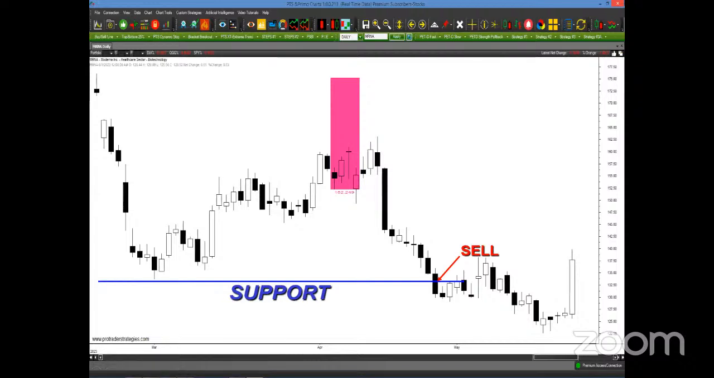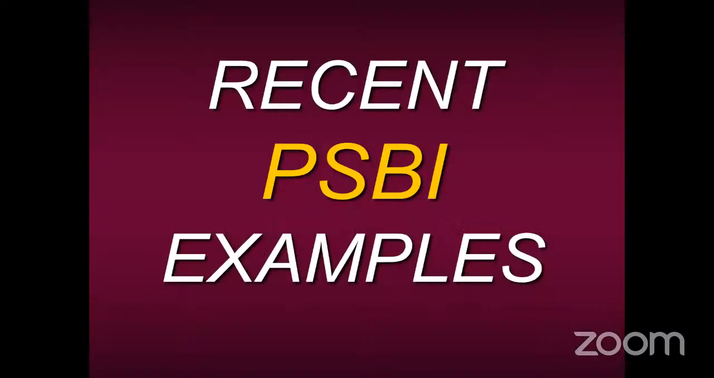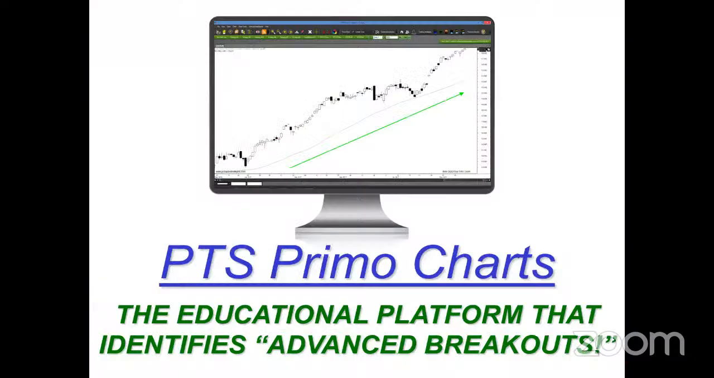All you have to do is click on the PSBI tab and look to see if a red or a green breakout or breakdown area was generated. That's it. It's that simple. So let me share with you some more examples that happened within the last month or so. Some of them happened within the last couple of days. And remember, everything you're seeing today is coming from a display on the PTS Primo charting platform. I developed this with Pro Trader Strategies to actually auto-identify these advanced breakout areas to make breakout trading simple for you.